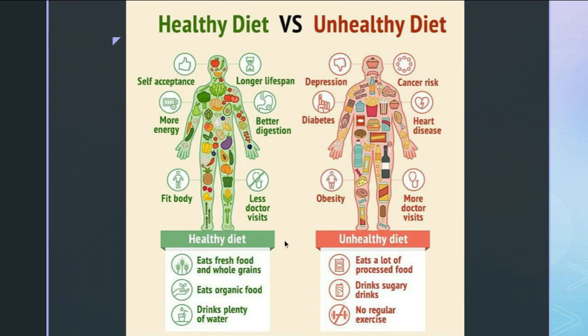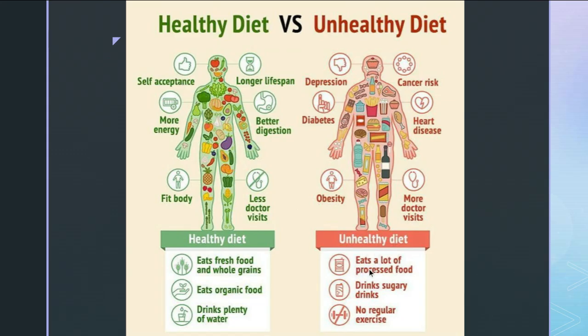And then lastly, here's a nice graphic, healthy versus an unhealthy diet, and the outcomes of that. So here's a healthy diet. They're eating fresh food, whole grains, organic food, plenty of water. And you notice more energy, self-acceptance, longer lifespan, better digestion, fewer doctor visits, okay?